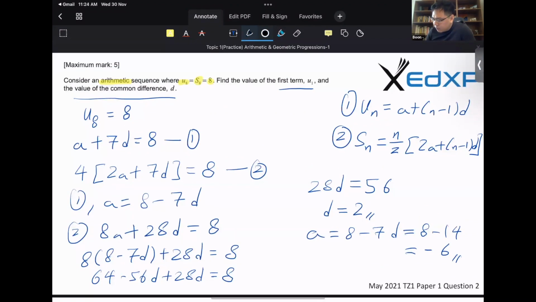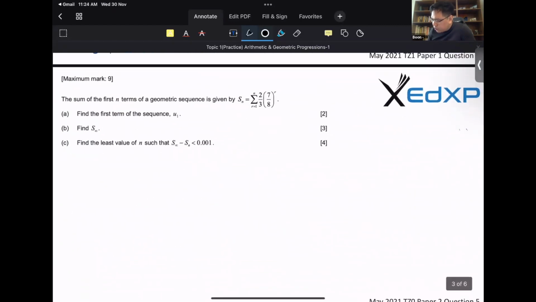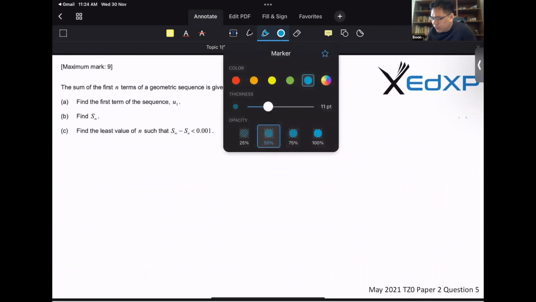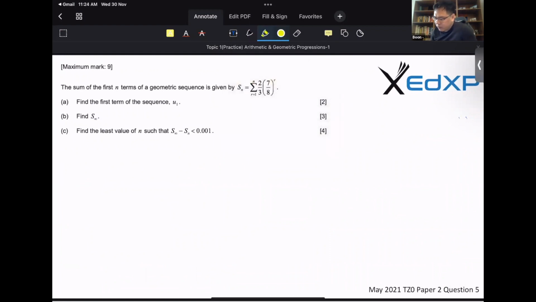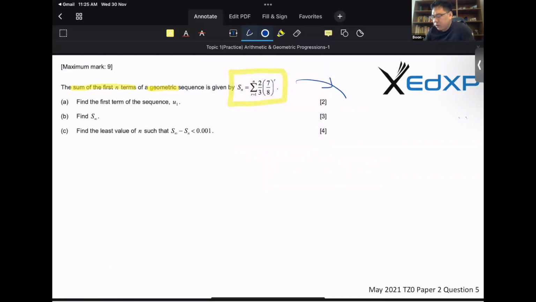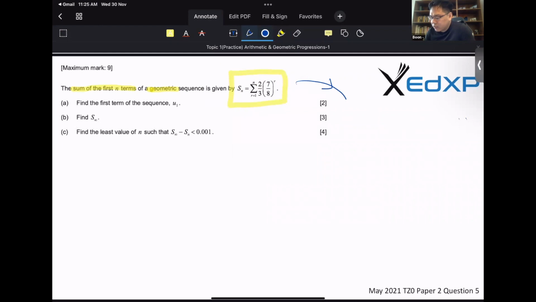So let's move on to another example. This question you see over here came out in the May 2021 November paper, so time zone 0, paper 2, question 5. And we can see over here that this is a geometric progression question. The sum of the first n terms of a geometric sequence is given by this guy over here. Okay, don't have to be too daunted by this expression. This is actually a sigma notation. I usually like to express this out. If I don't understand it, I try to express it as a few terms so I understand what this is. Okay, so what we do, we sub in r equals 1 as the lower limit.